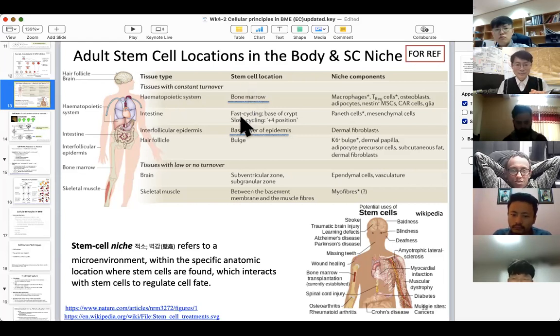So in the bone marrow, these hematopoietic cells can be made. Then can you just take out this hematopoietic stem cell, and on the Petri dish, will they automatically generate RBC and white blood cells? The answer is no.